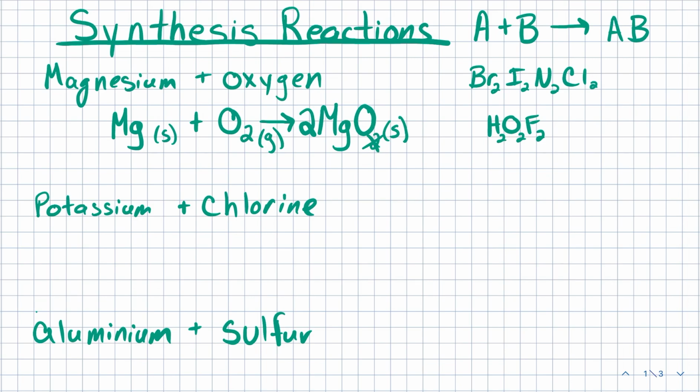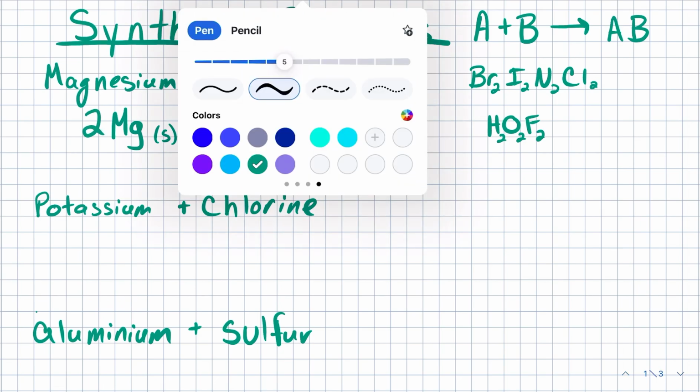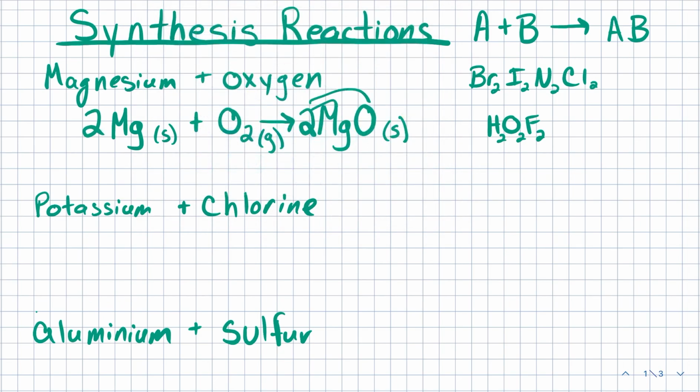And so after I balance the charges, after I write the formula, I can only add coefficients. So now I have my 2 oxygens, but I also need 2 magnesiums. So I'm going to put a 2 in front over there. And now I have 2 magnesiums on both sides. I have 2 oxygens on both sides. I'm balanced.